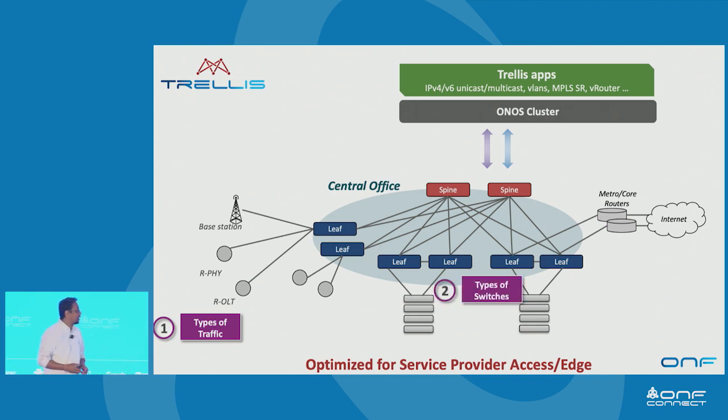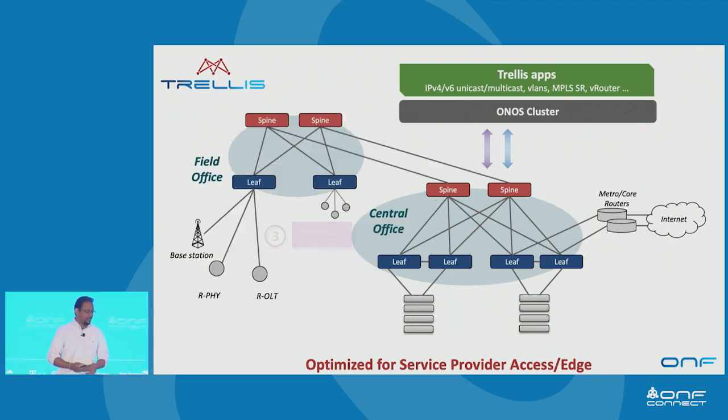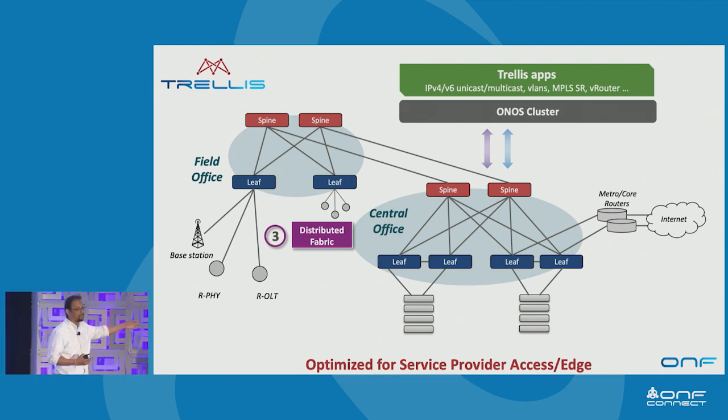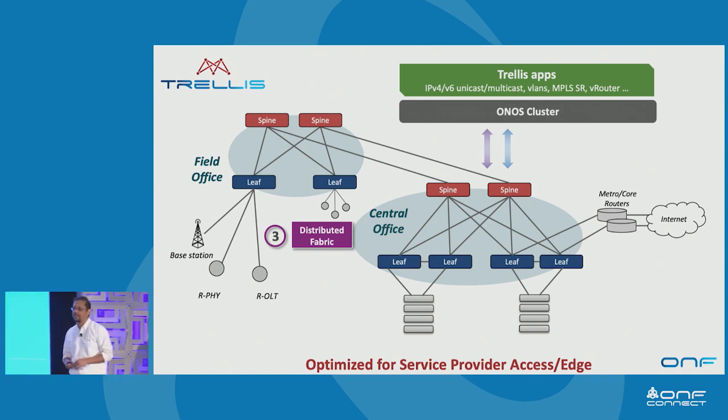Similarly, the types of switches that we use also are things that are not typically found in data center fabrics, switches that have deeper buffers, bigger tables, many QoS functionalities. And very importantly, Trellis itself can be distributed. So Gilad talked about it a little bit, where you have a primary head end, where all the compute is stored for doing NFV-like applications.